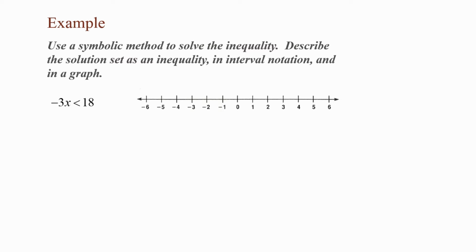In this example, the inequality is negative 3x less than 18. Use the symbolic method to solve the inequality. I want to divide both sides by negative 3. My result, x is greater than negative 6. Describing the solution set in a graph, I want an open dot at negative 6, then shade to the right. Writing my answer in interval notation, start with parenthesis, negative 6, comma, positive infinity, close parenthesis.